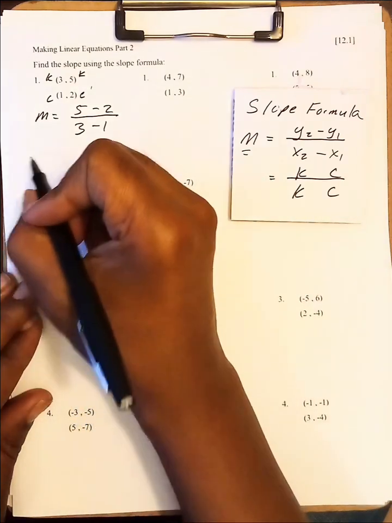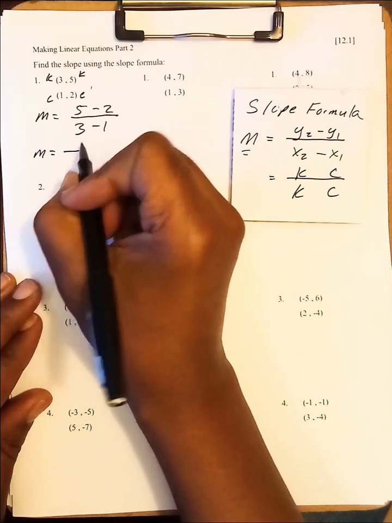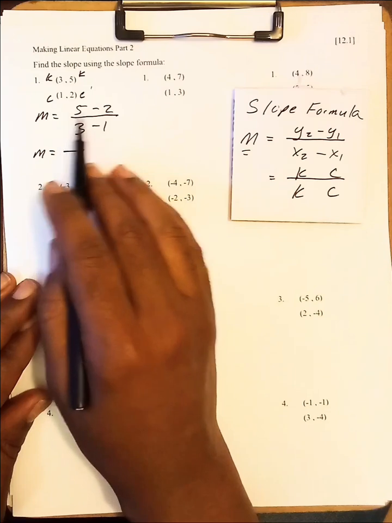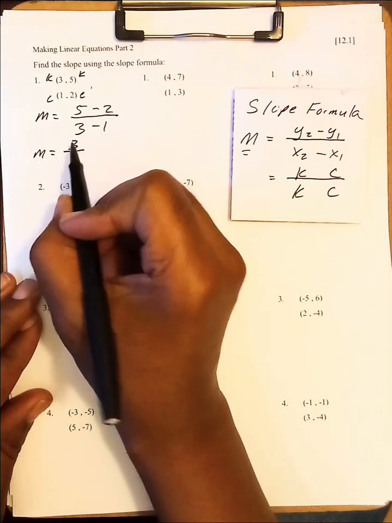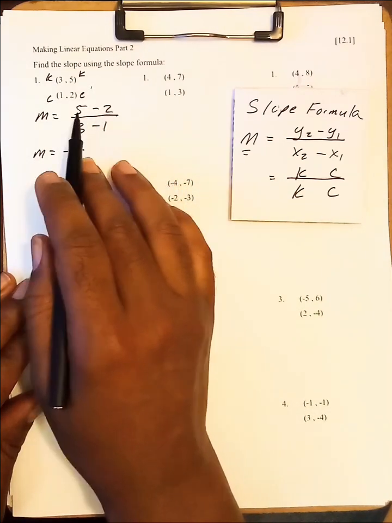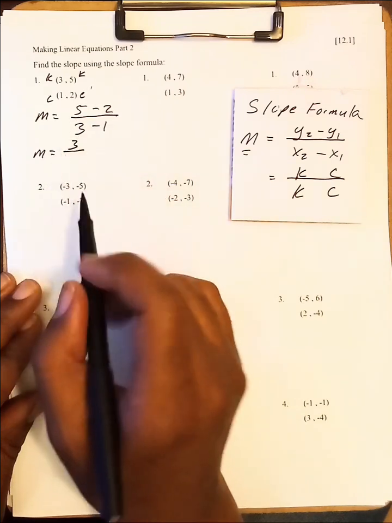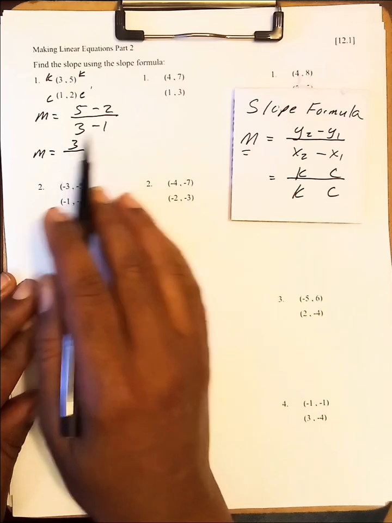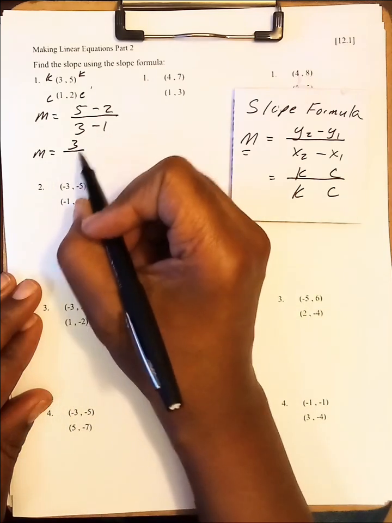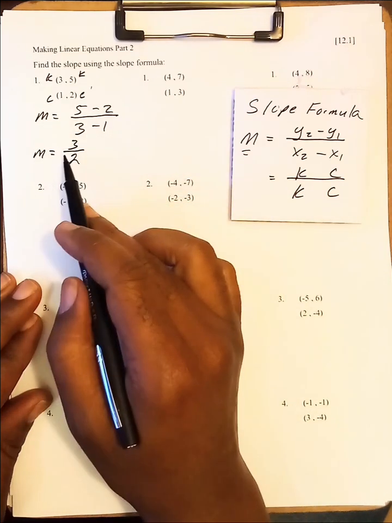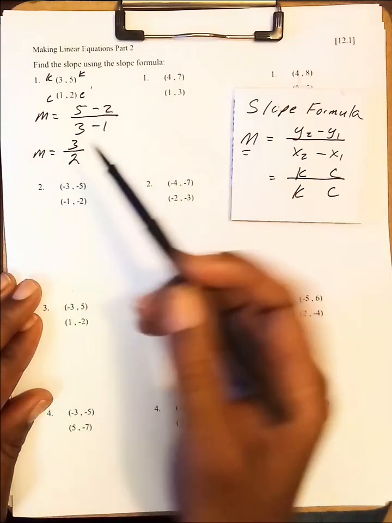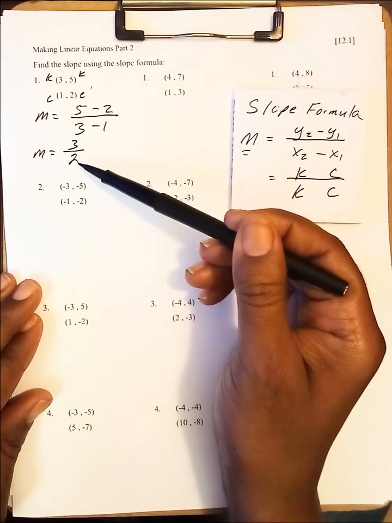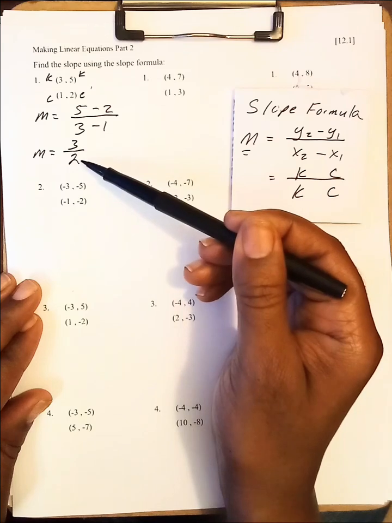Now, let's combine. So, same signs add, different signs subtract. So, this is going to be a 3, different signs. And the bigger sign wins. So, that's going to be a positive 3. Now, we have different signs, positive and negative here. Different signs are going to subtract. So, that's going to be a 2. The bigger sign wins. So, that's going to be a positive 2. So, our slope is going to be a 3 over 2, which means rise 3, run 2.